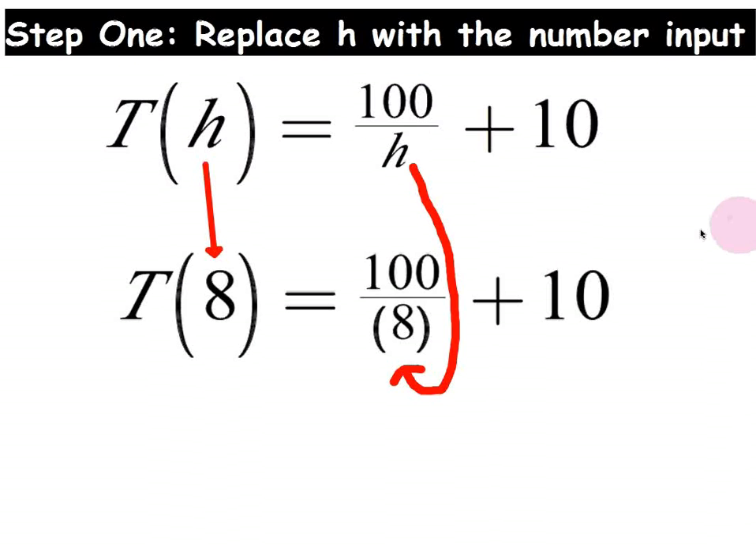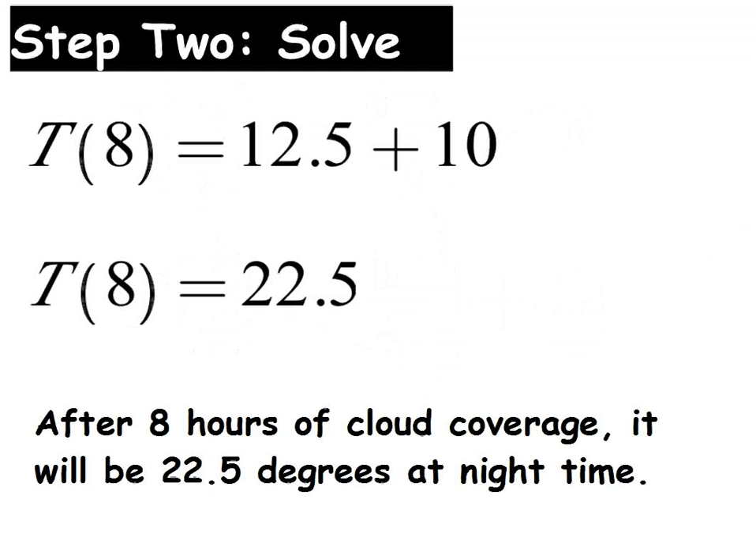So we're going to plug in 8 for H. Every time there's an H, we're going to plug in 8, and we're going to figure that out. So it's 100 divided by 8 plus 10, which works out to 12.5. 100 over 8 is 12.5 plus 10, 22.5. So T of 8, remember 8 is what you're plugging in, hours, gives you 22.5. After 8 hours of cloud coverage, it will be 22.5 degrees at nighttime.